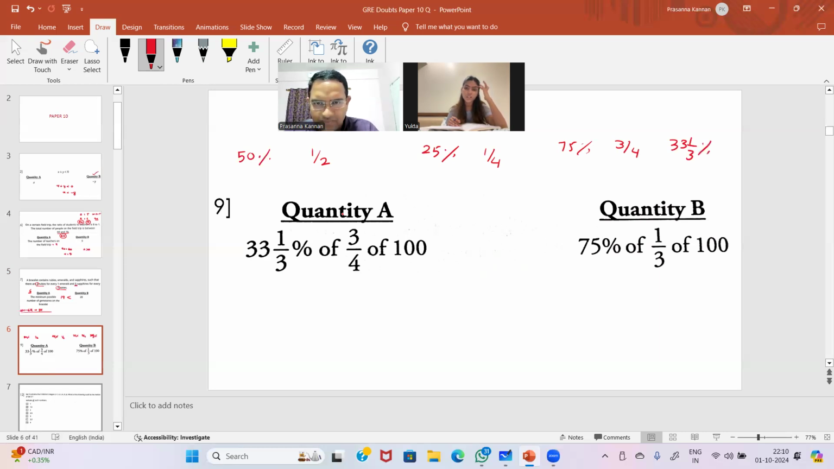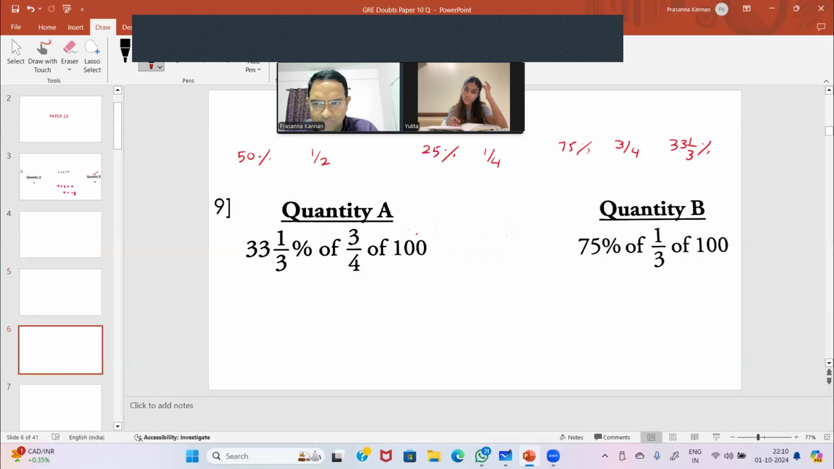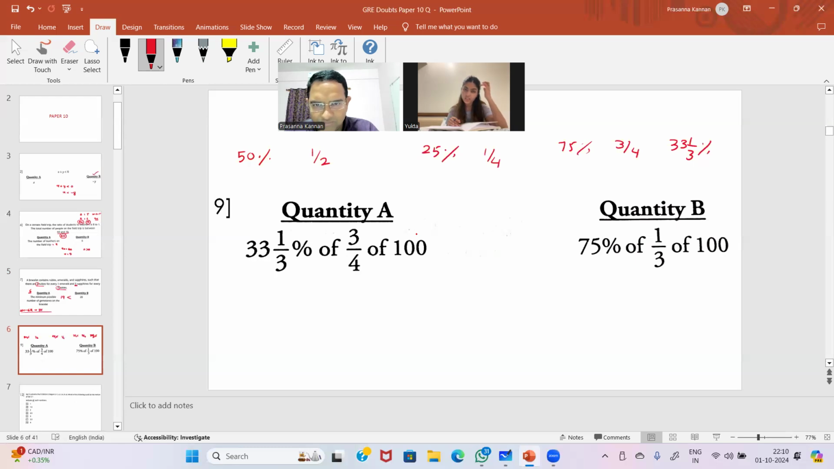It's 100 by 3, right? It's one third. Suppose you have 100 apples and you have to divide it among 3 people equally. So 100 by 3. You got it right, Yukta?